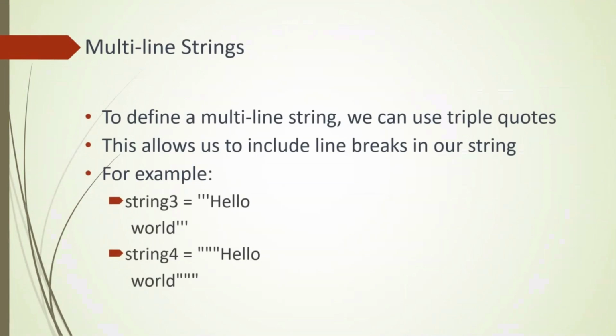To define a multi-line string in Python, we use triple quotes. This allows us to include line breaks in our string. Triple quotes can be used with either single or double quotes. It is important to use the same type of quotes to start and end the string. Multi-line strings are useful for defining strings that contain a lot of special characters such as new lines, tabs, and quotes without having to escape them. We will learn more about this next.